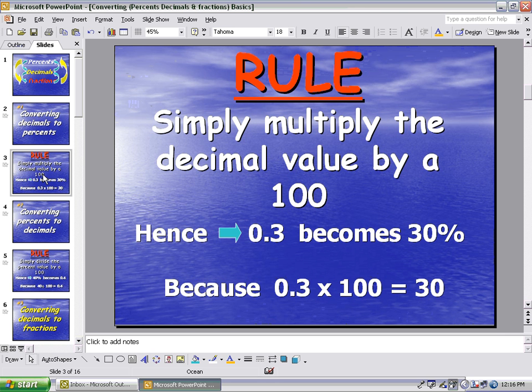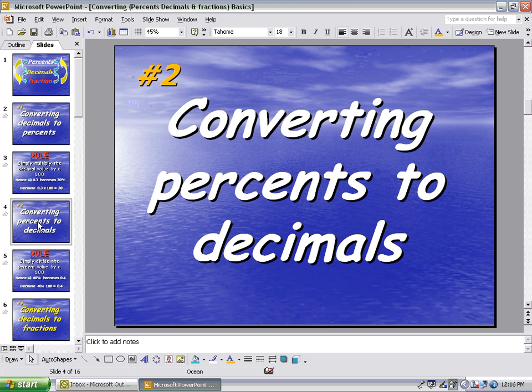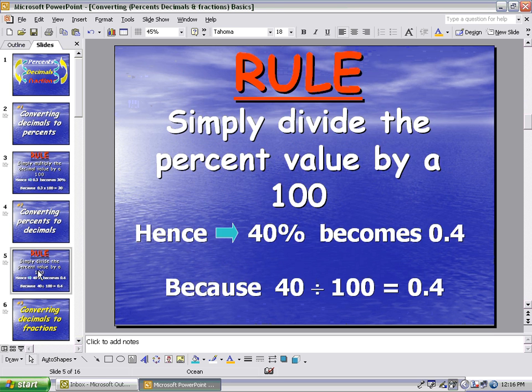The second step that I want to take a look at is converting percents to decimals. Now I'm going to do the exact opposite of what I did. Now I'm going to start with a percent, 40%. And this is going to become 0.4 because now when you make a percent a decimal, you simply divide the percent value by 100. So 40 divided by 100 will give me 0.4.